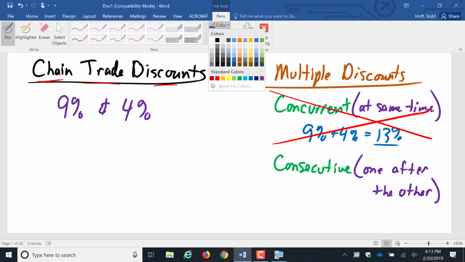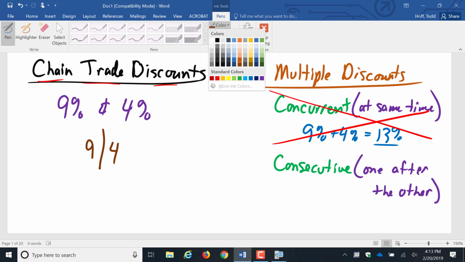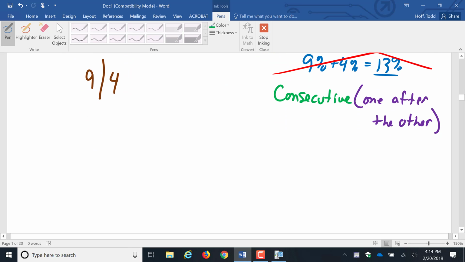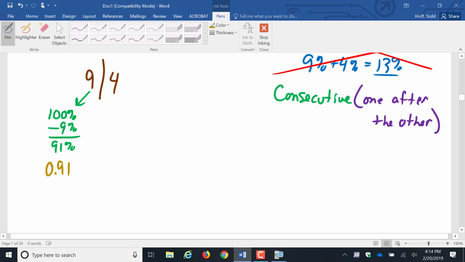We use our complements again, and if we have a 9% followed by a 4% chain trade discount, the notation would look like this, 9/4. We're going to actually work on the net price first. Now we're going to use the complements. The complement of 9%, remember 100% minus 9% is 91%. So that's going to be 0.91.